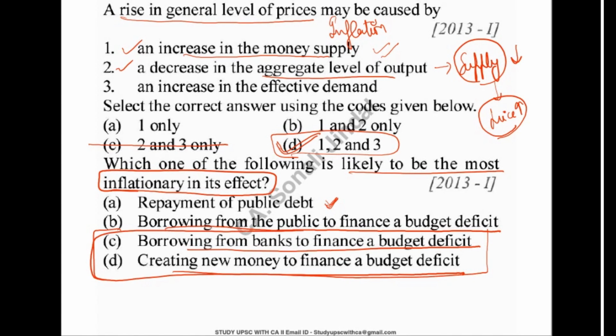If there is a borrowing from the banks to finance a budget deficit, it means government is getting money from the banks to finance. Certainly it is inflationary as the government is getting the money, but here the same money is circulating at least. But in the fourth statement, new money has been created that is used to finance, so it will be more inflationary. Answer can be C also, but here the question is most inflationary, so answer is D.